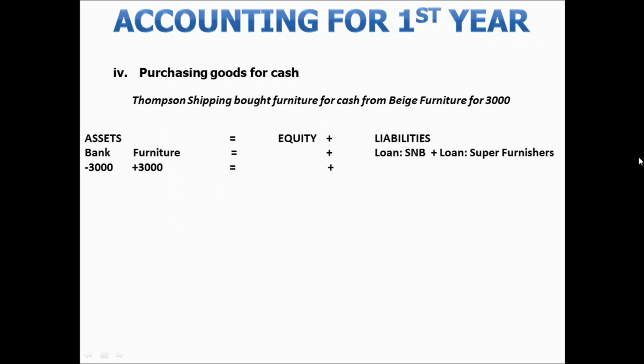In our next example, we'll have a look at the purchasing of goods for cash. Thompson Shipping bought furniture for cash from Beige Furniture for 3,000 Rand. So again, first we'll have a look at the effect of the transaction on the basic accounting equation. Furniture is regarded as an asset because it is a substantial gain to the business. It is also of a relatively large importance and thus a material transaction. This makes it an asset.